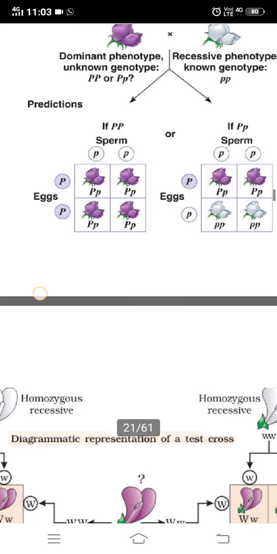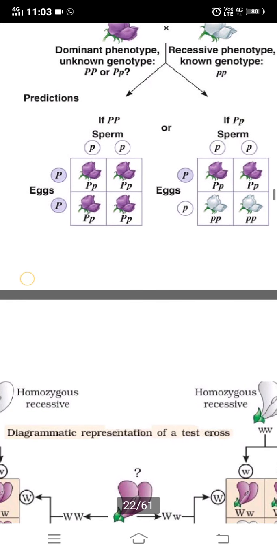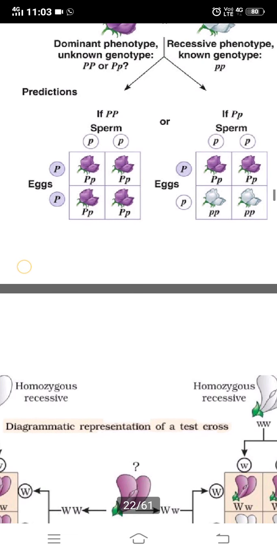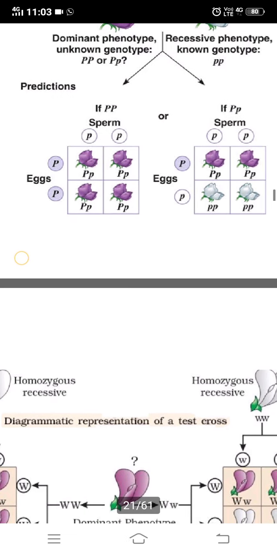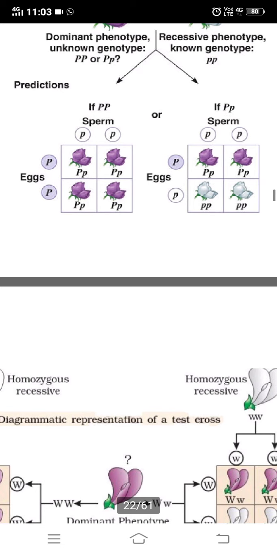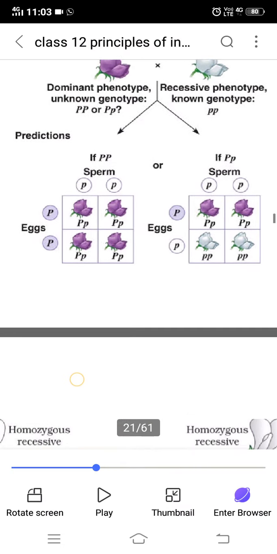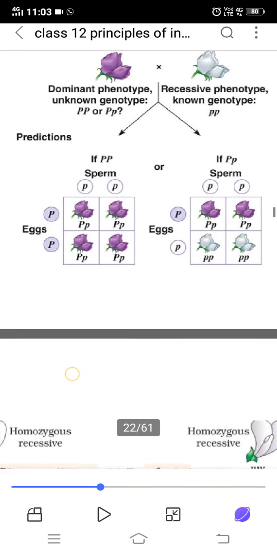So it can happen that when we are crossing, we will get white flower. With that you can find out what the alleles of the parent were, whether the parent was dominant homozygous or heterozygous.